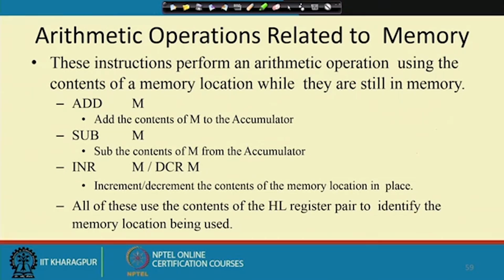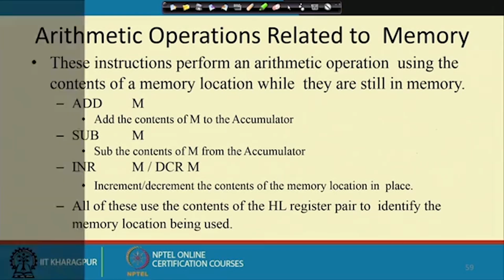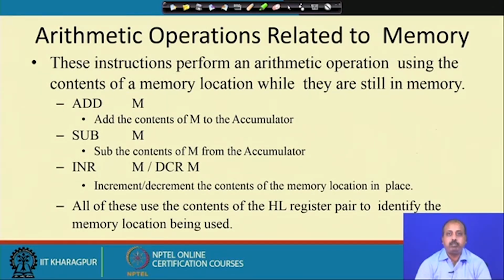Similarly, we have INR M, increment M, and DCR M, decrement M. These are also possible. So, the HL pair will be used as the indirect address.